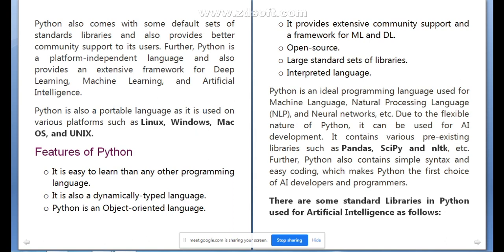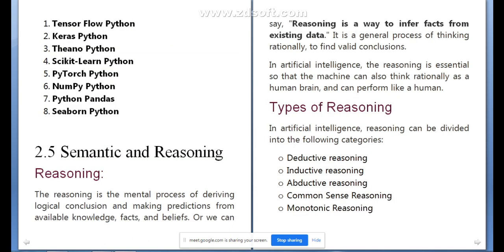So there are some standard libraries in Python that are used for artificial intelligence. अभी Python में ऐसी कौन सी लाइब्रेरीज है जो हम artificial intelligence में use करने वाले हैं? So there are some libraries which we use in artificial intelligence: TensorFlow, Keras, Theano, scikit-learn, PyTorch, NumPy, Pandas, and Seaborn. So these are some standard libraries.